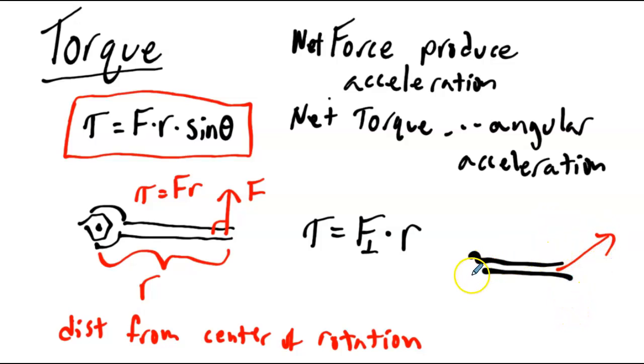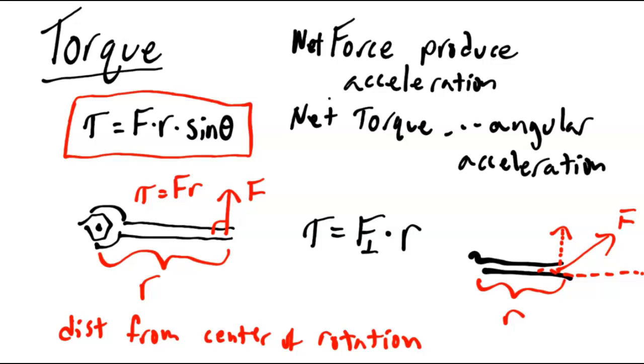Well, now that I've pulled this at an angle, I would have to think about the components of the force that are actually acting perpendicular, right? So if here's F, I can't just use F and R anymore, okay? Because they're not perpendicular. I'd have to use the component of force that was perpendicular.